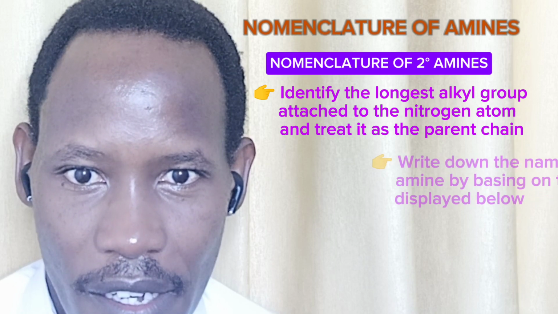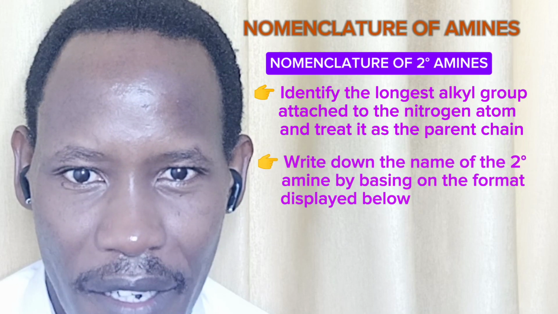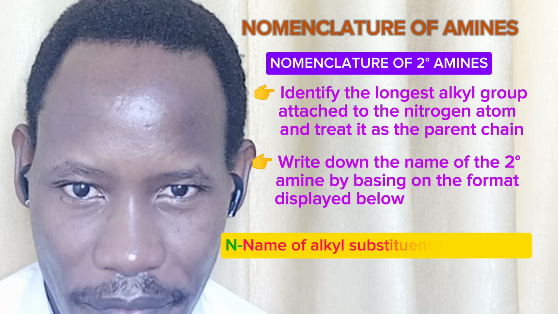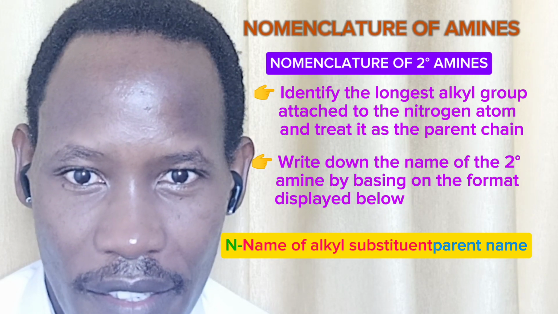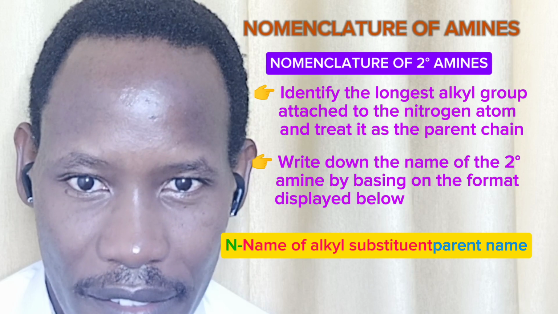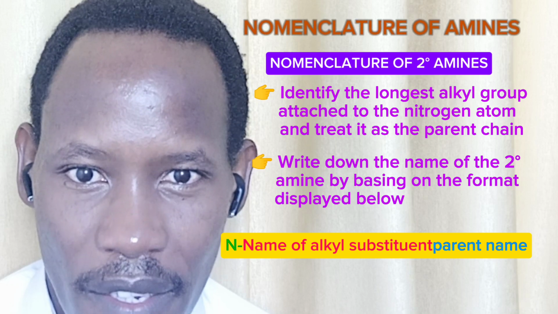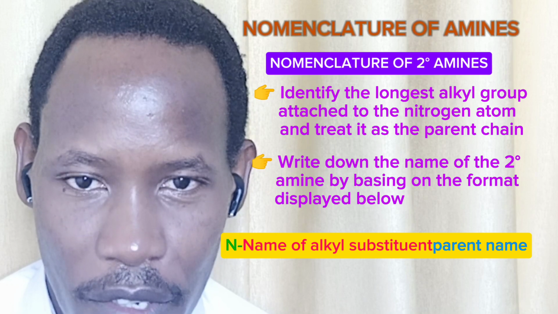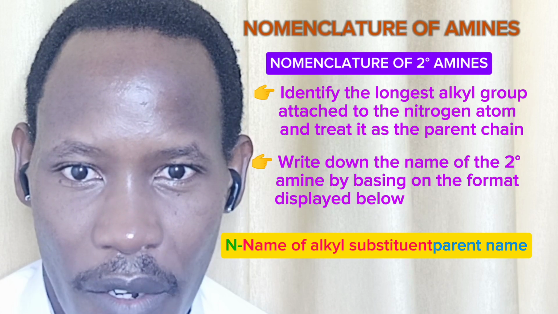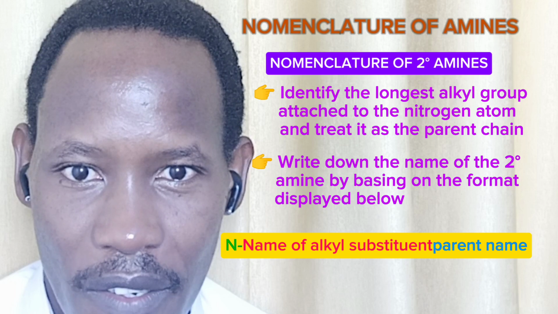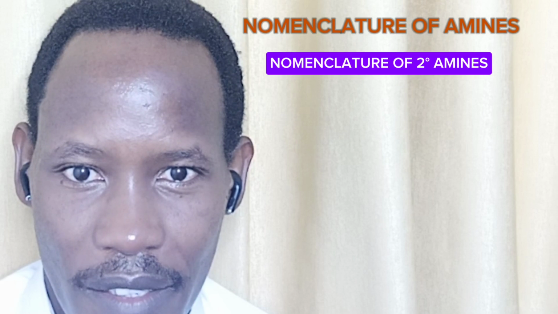Step 2, write down the name of the secondary amine by starting with the capital letter N followed by a hyphen and the name of the other alkyl substituent, followed by the parent name of the amine. Notice that the parent name of the amine corresponds to the parent chain, which has been determined in the step above. So there is an example there.